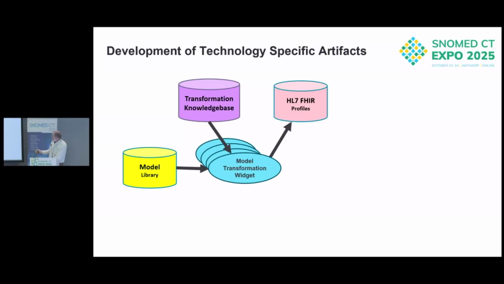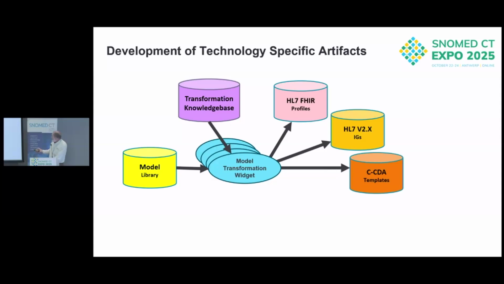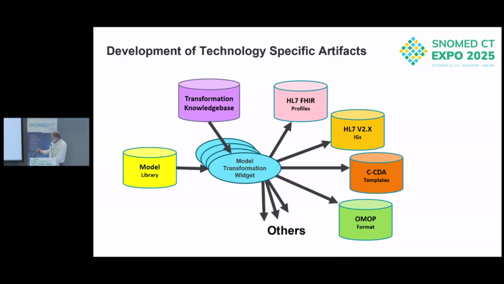It's basically saying, for the attributes and things that are in this library model, I know that the thing in this model that says code is actually the same thing as code within the HL7 FHIR observation, et cetera. And that's what's in this transformation knowledge base. But I can do that same thing and make an HL7 version 2 guide, or I can make a CCDA template, or I can make OMOP database column names, et cetera, and other things to deal with databases. So these are all artifacts.